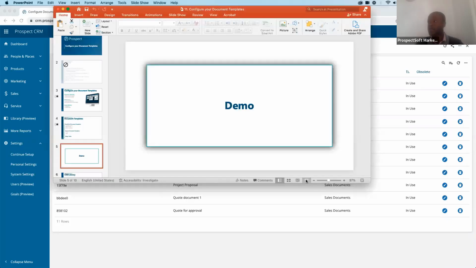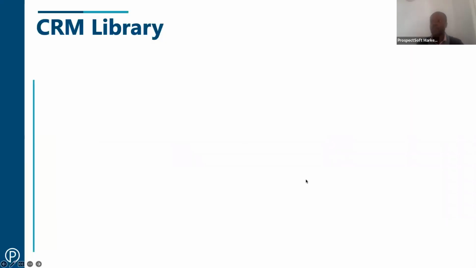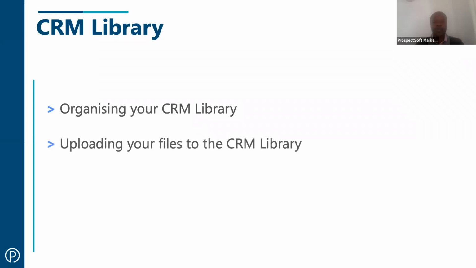And if we go back to the presentation, what I want to look at next is the CRM library. In terms of the CRM library, you can organize the library, which we really highly recommend. You can create folders and subfolders where you will upload and store your files and documents in Prospect CRM. The point of uploading those files is that they can then be attached and shared on the document templates that you send to your customers that we just looked at previously.